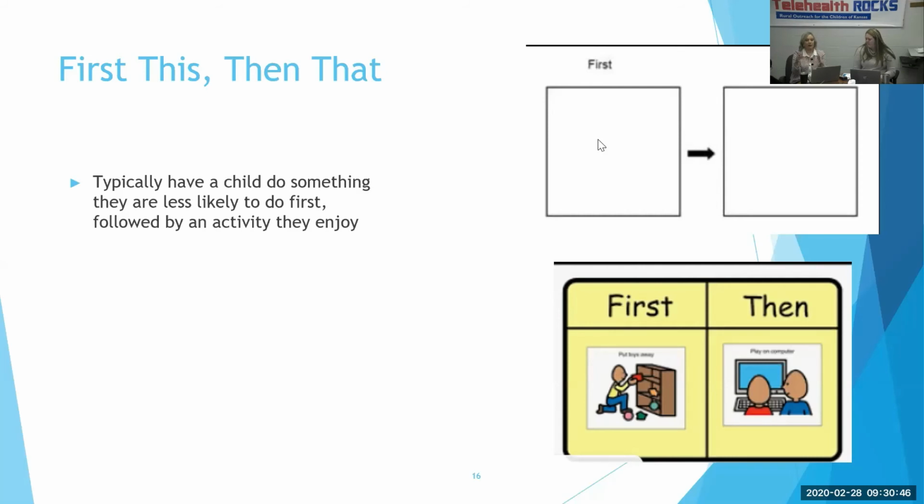Now, that's assuming that they don't get super distracted by the technology. But it could be kind of a cool reward too. Like you get to use the technology if you're doing the things that are expected of you, if you're doing your schedule, then you get to use this technology. Right. So, the first this, then that, we've already kind of talked about this, but this is just a way to make it visual. So you would just put a picture in the first and the then column.